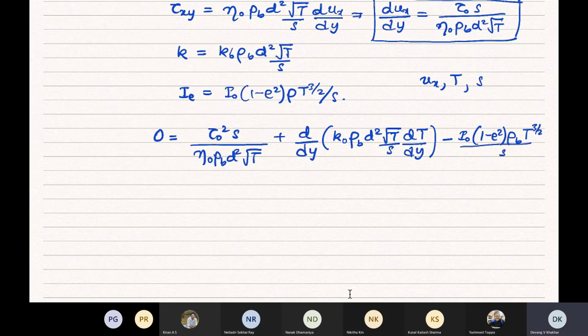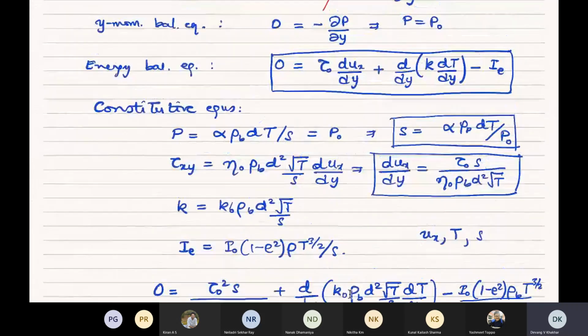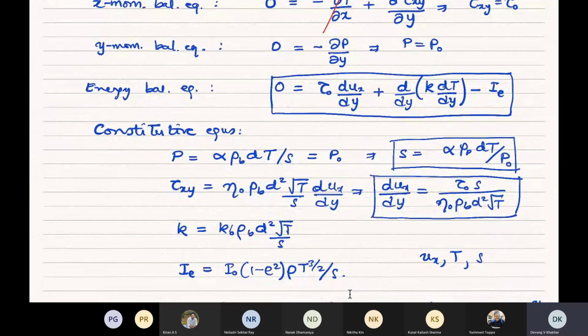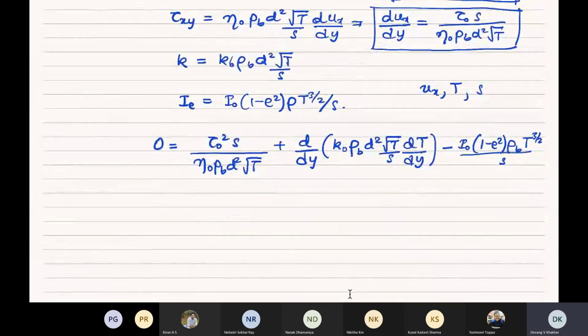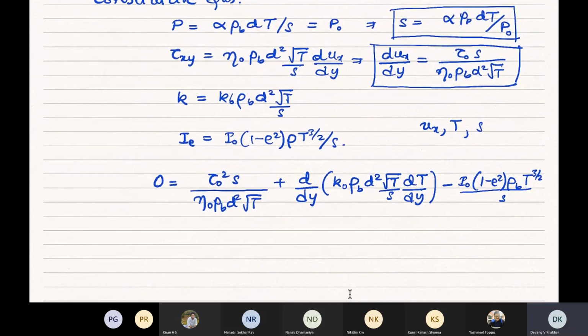So now you have one equation. All I've done is, in this equation, I substituted for dux by dy using this and k using this. And so now I've got an equation, and there are only two variables. Now I have two equations and two unknowns. And so in the next step, I'll substitute for S in this equation. And then I'll have an equation only in terms of the temperature. And when I do that, I have a differential equation for the temperature, which I can solve. Okay. So with that, I will stop.